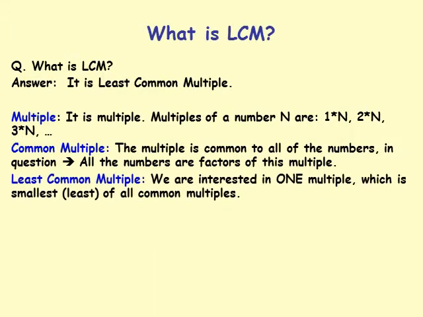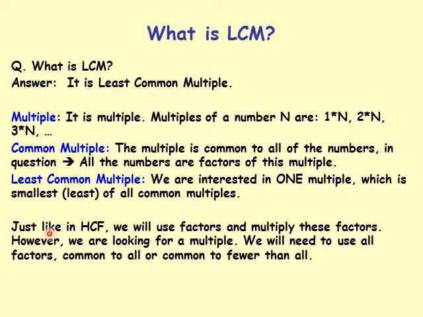Let's continue here. And then least common multiple. We are interested in one multiple which is smallest, the least of all the common multiples. So in here 2 times n, 3 times n, 1 times n is smallest. That's what we're looking for, the least one. Let's continue. Just like HCF, we will use factors and multiply these factors. However, we are looking for a multiple, so we will need to use all the factors common to all or common to fewer than all numbers. Let's continue.